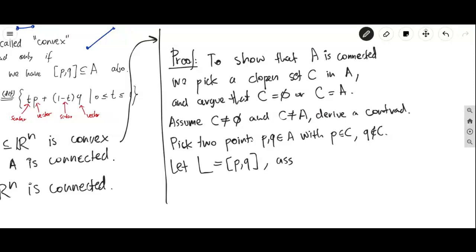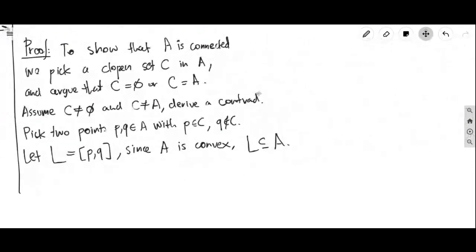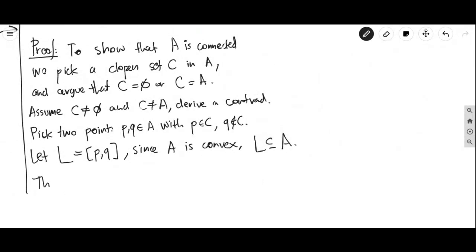And actually, let me say it like this. Since A is convex, this line segment is contained in A. This is exactly where we're using the fact that A is convex. The fact that L is contained in A will be crucial in this proof. We're assuming that the set is convex, and so by definition, it contains the line segment. Okay, so therefore, L intersect C is a clopen subset of L.